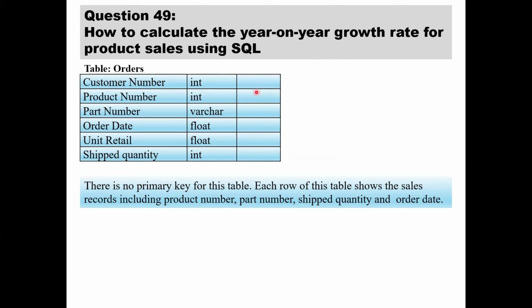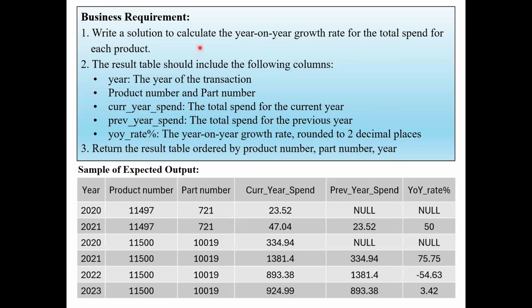Each row represents a sales transaction, including customer number, product number, part number, order date, unit retail price, and shipped quantity. The business requirement is to write a solution to calculate the year-on-year growth rate for the total spend of each product. The result table should include the following columns.